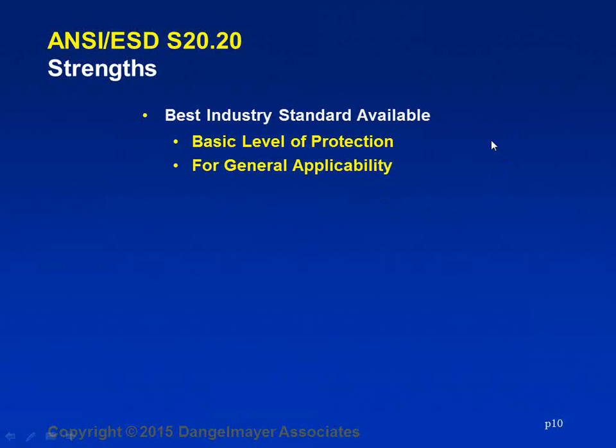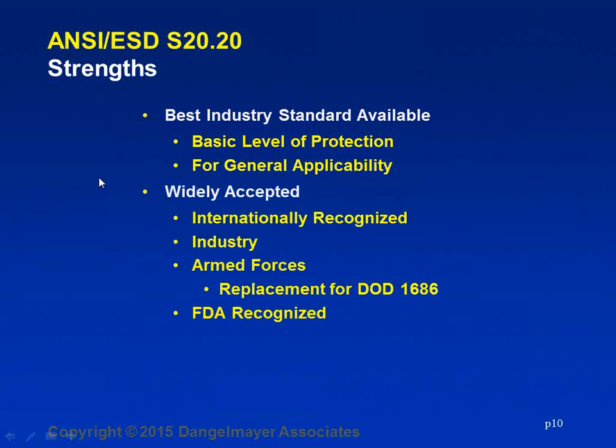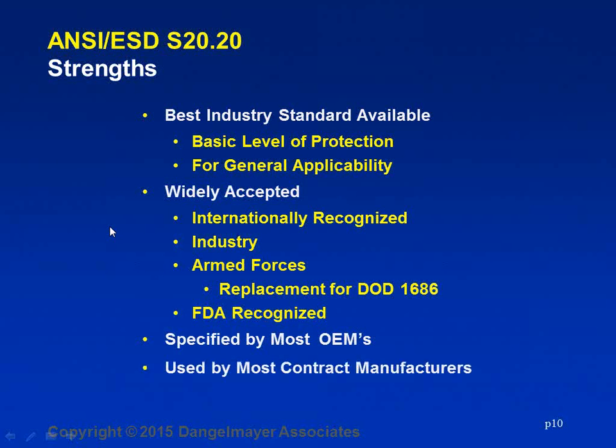S20.20 has many strengths, and it's our view that it's the best standard available and is designed as a basic level of protection for general applicability. It's been widely accepted internationally. It's active not only in the industry, but also the armed forces. In fact, the armed forces asked the association to create 20.20 as a replacement for DoD 1686. And the FDA has recognized it as well. Most OEMs specify 20.20 for their supply chain, and most contract manufacturing companies use it, and many are certified to it. It's also compatible with ISO 9000, which is one of its strengths.